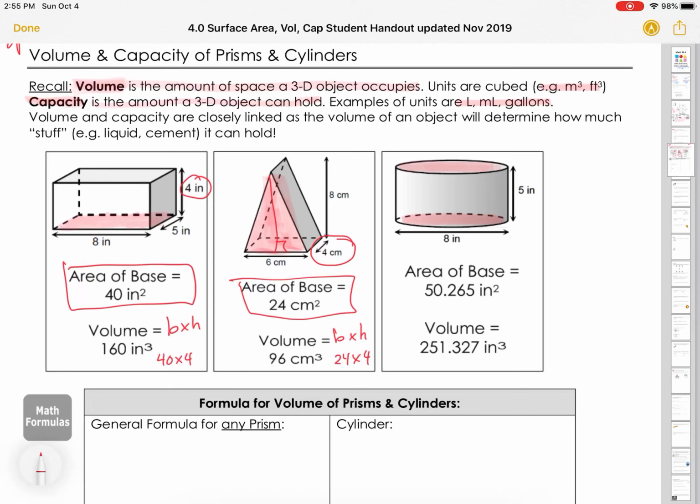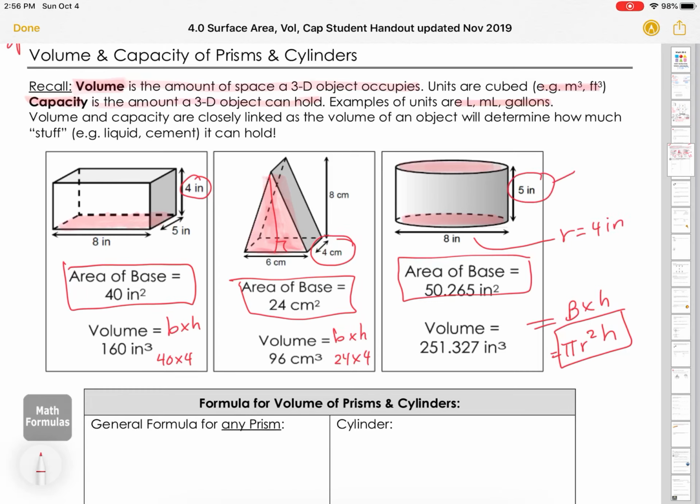Same thing happens for a cylinder. We find the area of the base, which in this case is 50.265, and the volume is the base times the height, which works out to be pi r squared h. So for a cylinder, it's always pi r squared h. So here, r would be equal to 4 inches, and the height was 5 inches. So we can use those to figure it out.